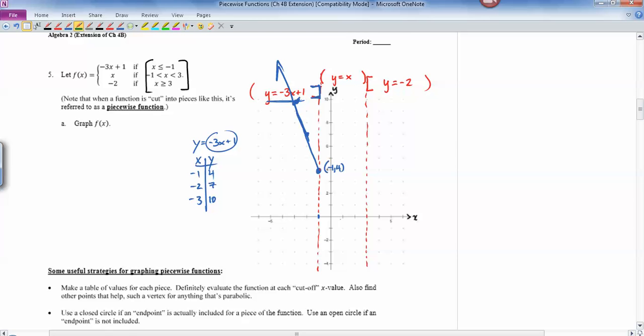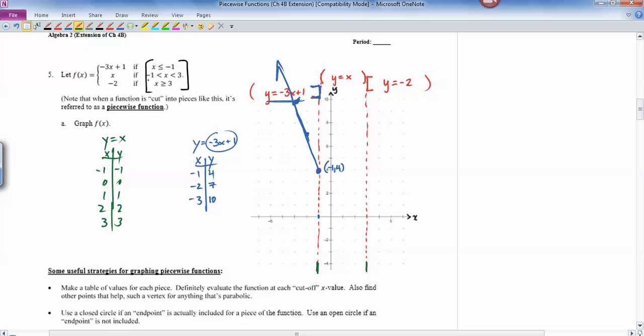Okay, so let's do the middle chunk, y equals x. If we made a little mini chart for that, x, y, the easiest points to plug in here would be the endpoints. So -1 up to 3. So -1, well, y is the same thing. 0, 0, 1, 1, 2, 2, 3, 3.